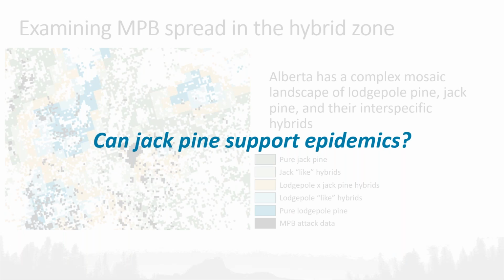So this is a bit of a piece in the puzzle, because while it's susceptible, it might not be able to support epidemics for other reasons. There could be other insects that infest jack pine that affect mountain pine beetle's ability to reproduce in greater numbers. Its phloem might not be as nutritious as lodgepole pine. So there might be a whole bunch of different factors that play into whether or not jack pine can support epidemics. So we're trying to use some modeling and information we already have to start to pick away at this question.